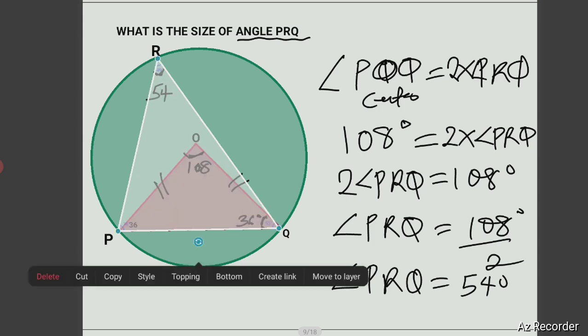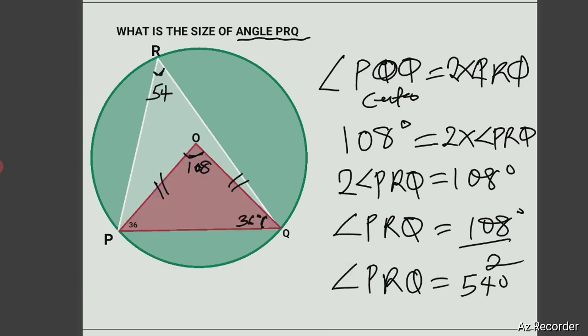So that is how we find the angle in circle geometry, any forms of this.